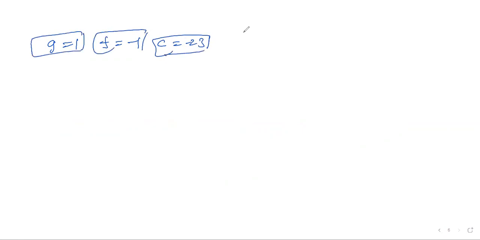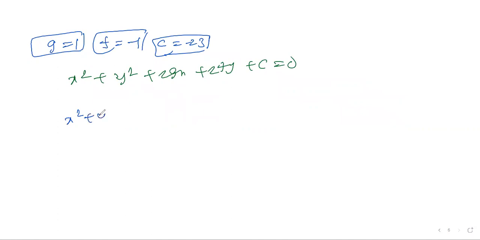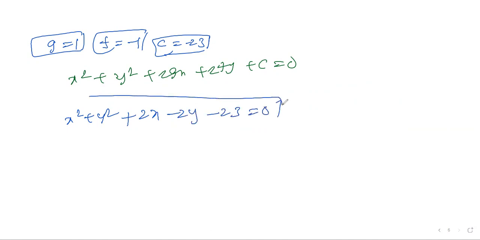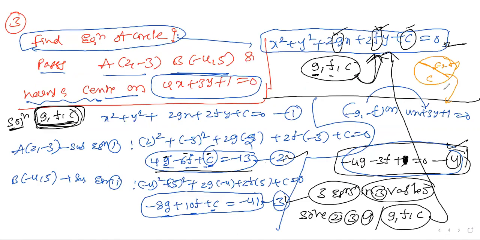Once the g, f, c values are found, please substitute them in our regular equation. What is the regular equation? The standard equation is x square plus y square plus 2gx plus 2fy plus c is equal to 0. Please substitute the values. x square plus y square plus 2x, minus 2y, minus 23 is equal to 0. This is the required equation for the given circle. So this is the circle equation here.